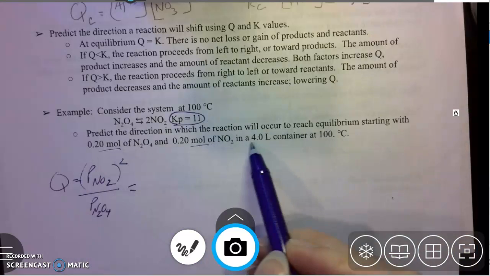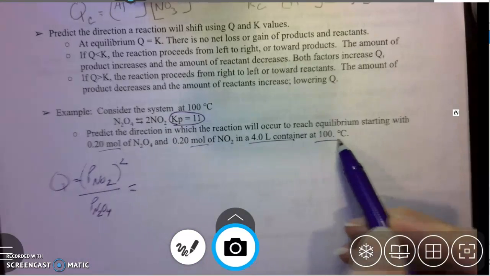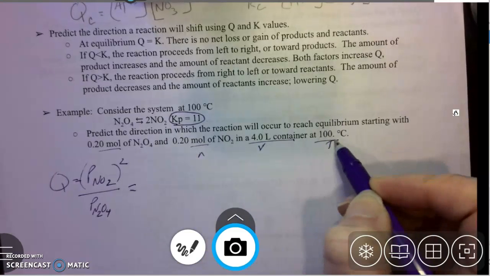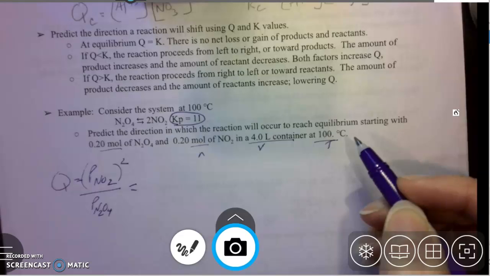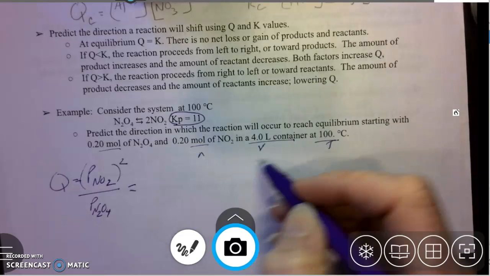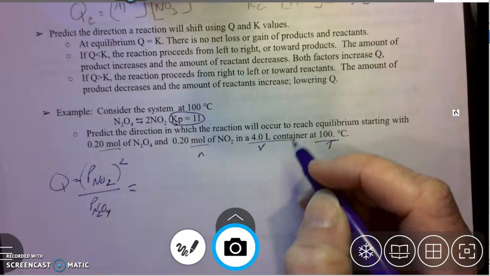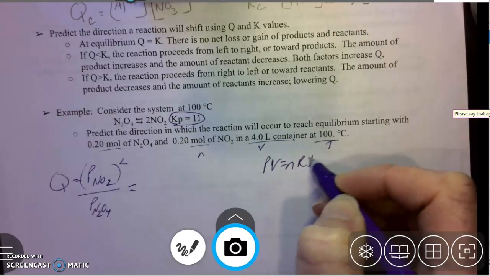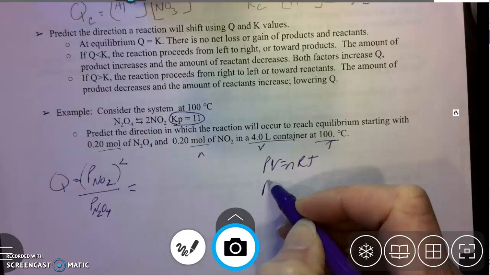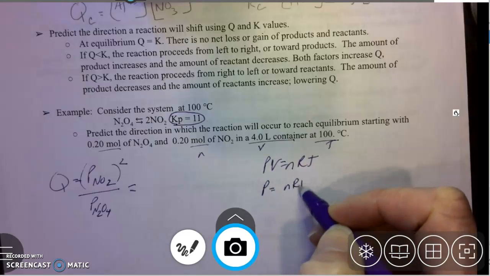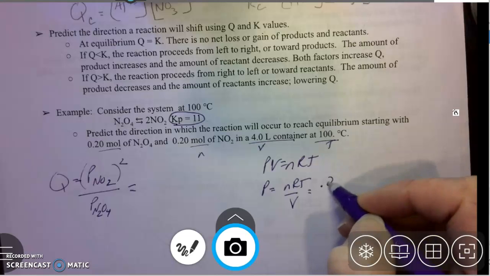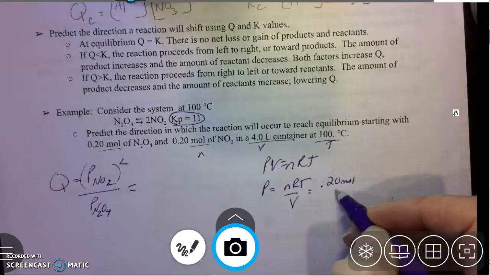So since I have the moles of each, and I have the volume, and I have the temperature, this is really a PV equals nRT problem that I need to solve first, because I need to know pressure. So this will be a little review. So P equals nRT over V.